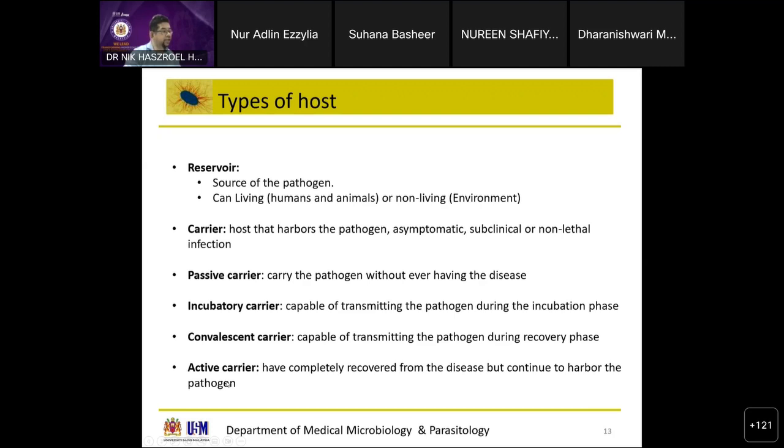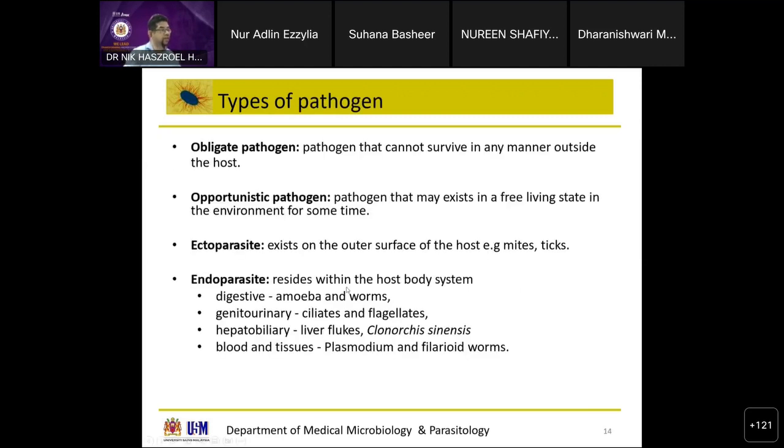And then there is an active carrier, who has completely recovered from the disease but continues to harbor the pathogen. Some people have Salmonella typhi; even when treated, they completely recover from the disease, but they still harbor the pathogen, the Salmonella typhi, in their gallbladder. They can persistently spread it to others, like in history, typhoid Mary. They persistently transmit the disease to others, even after recovery.